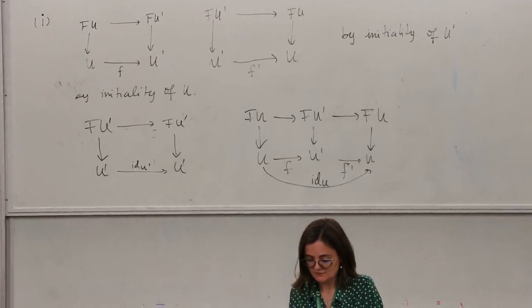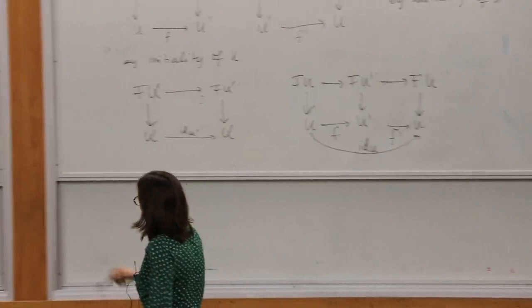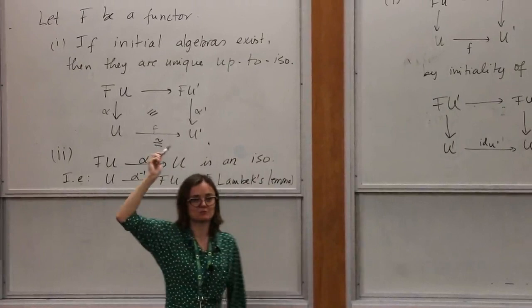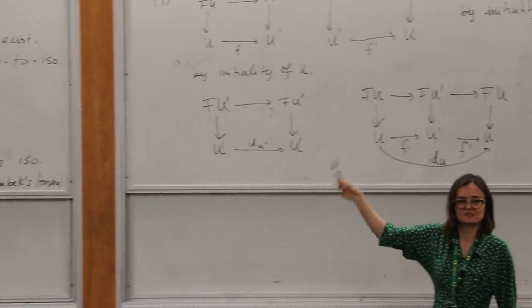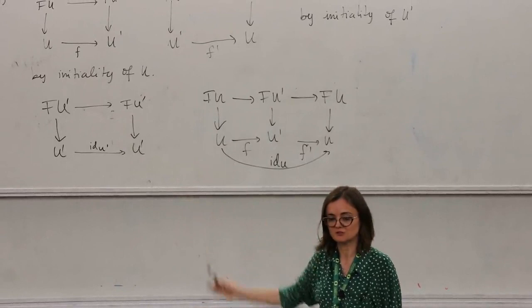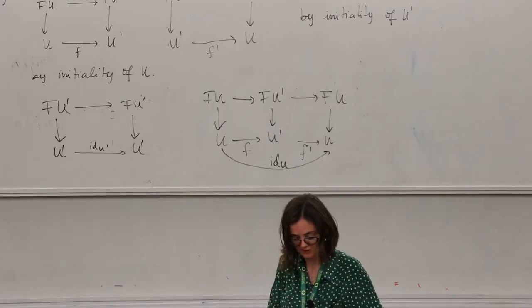Okay, so now let's try to show, so point two here is Lambek's lemma. Let's look at the proof of Lambek's lemma. And by the way, I'm only showing this for algebras, because if you want the same result for coalgebras, you just turn all the arrows around and the proof works exactly the same. Okay, so what I wrote there for initial algebras holds for final coalgebras as well. And the proof is really the same proof. Okay, so let's do the proof of Lambek's lemma.